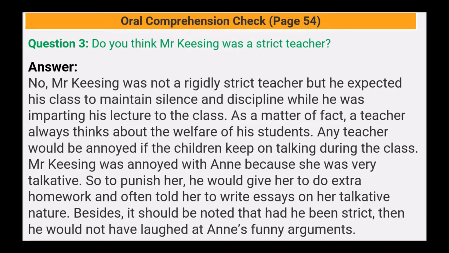So to punish her, he would give her extra homework and often told her to write essays on her talkative nature. Besides, it should be noted that had he been strict, then he would not have laughed at Annie's funny arguments.